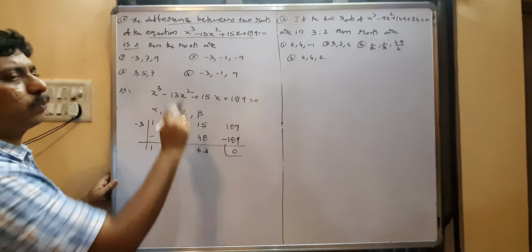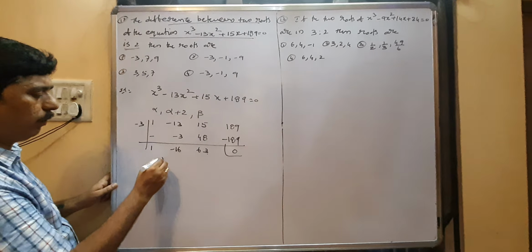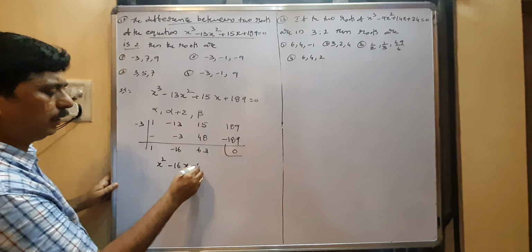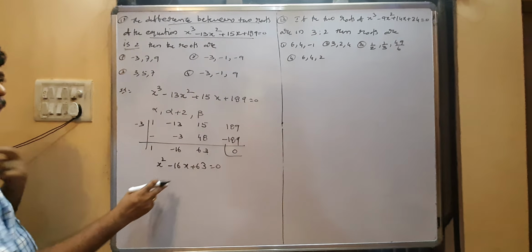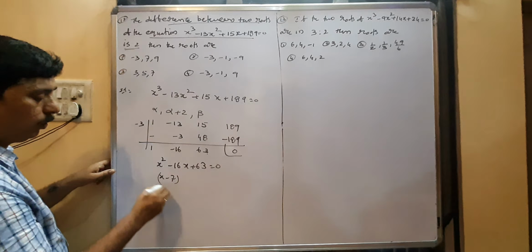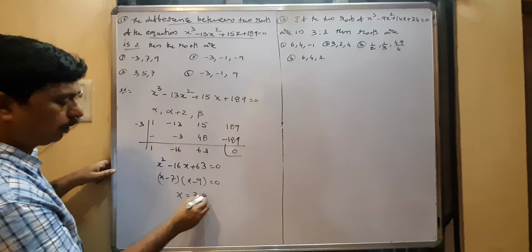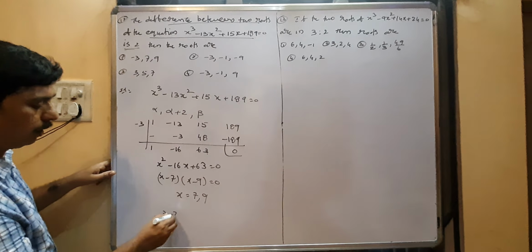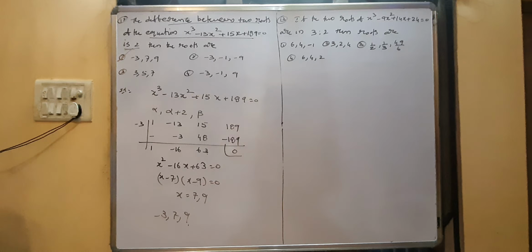Out of the 3 options, one of the options is correct. So the remaining second degree is x square minus 16x plus 63. Product of the roots is 63 and sum is 16: 7 times 9 is 63, and 7 plus 9. So x minus 7 into x minus 9 equal to 0, that is x equal to 7, 9. Therefore roots are minus 3, 7, 9. So the first option is the correct answer. Copy the problem.